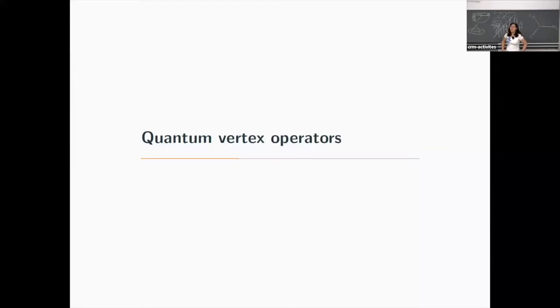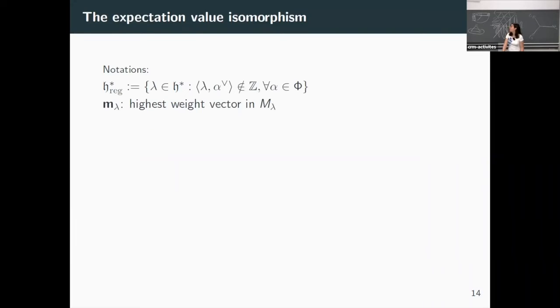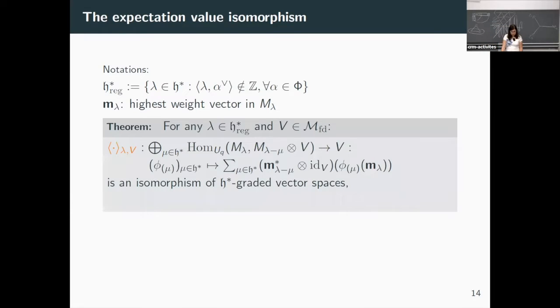So now let us apply this to what we call quantum vertex operators. For this, we'll need a bit of notation. We'll say that a weight lambda is a regular or generic weight if it precisely satisfies this property. And we'll denote by m lambda a fixed highest weight vector in the Verma module of weight lambda.